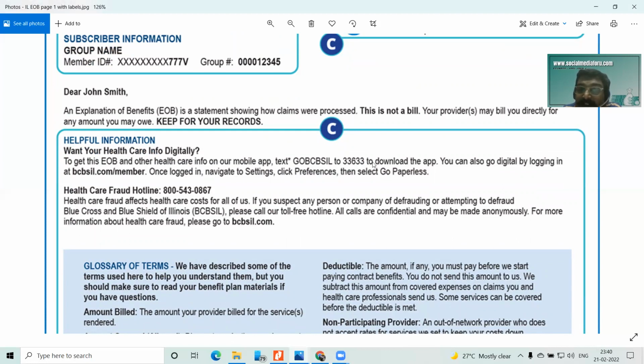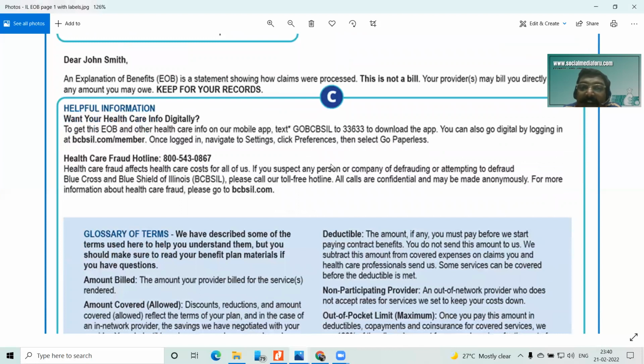So this cannot be submitted as a medical bill for auditing or any purpose. Then why are they sending this explanation of benefits? When we look at the second image, you will be able to clearly understand. This is mainly to know how the processing is happening.